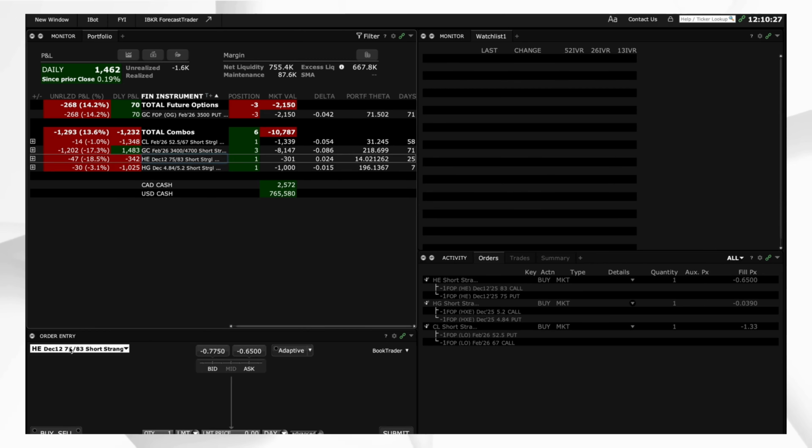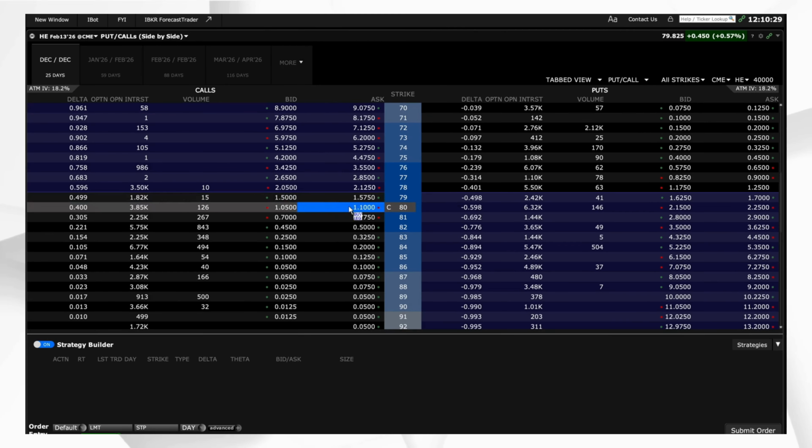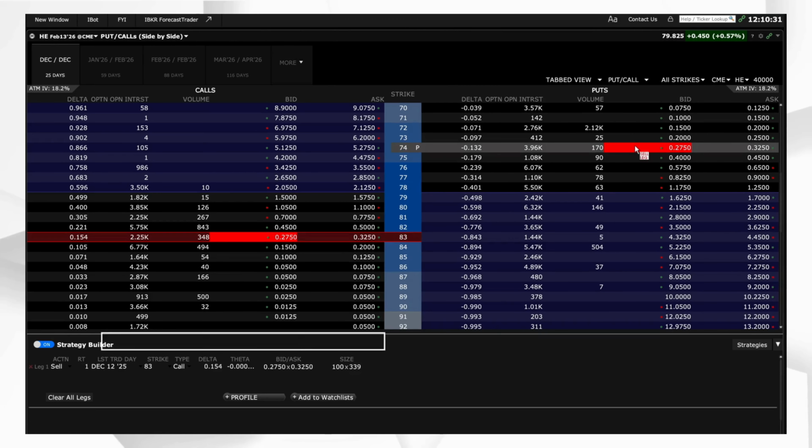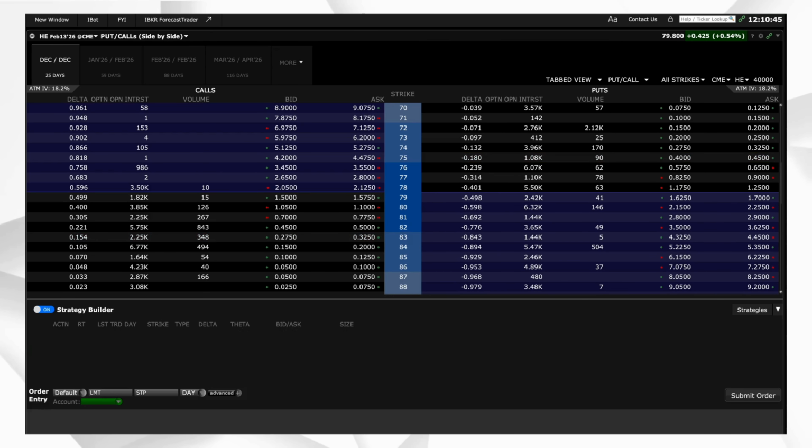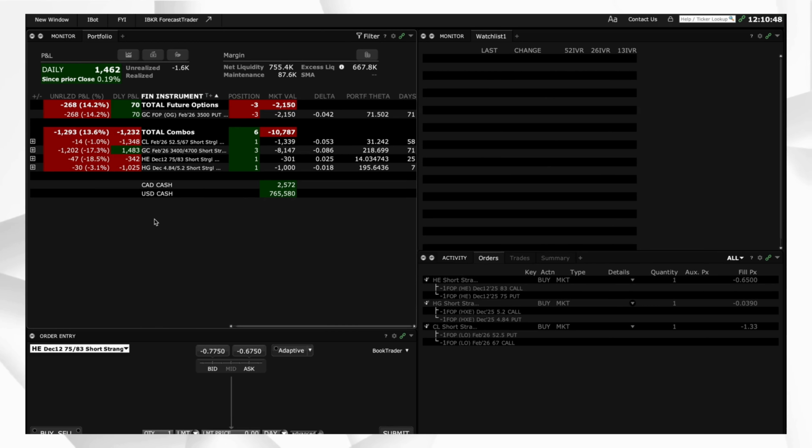Now, when I do end up opening the actual position in real life, I would obviously not choose to open it at a market price. I would definitely go for the mid price and then submit the order. But this is basically the process on the demo account. On the live account, I think it's pretty self-explanatory, so I'm not going to open any positions on a live account.